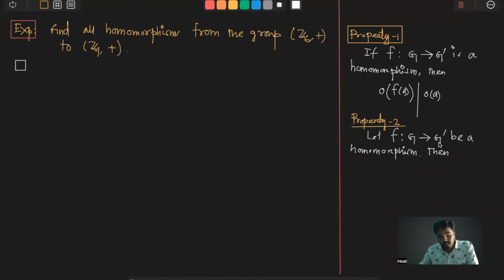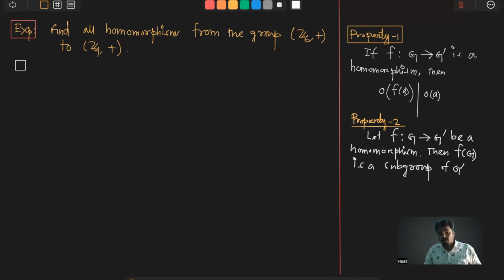We did the proof of this, right? Then F(G) is a subgroup of G dash. With these two properties we can solve this problem. Okay, Z6 to Z4, Z8 to Z6, we will do in exactly the same way. So these two are very very important properties of group homomorphism.